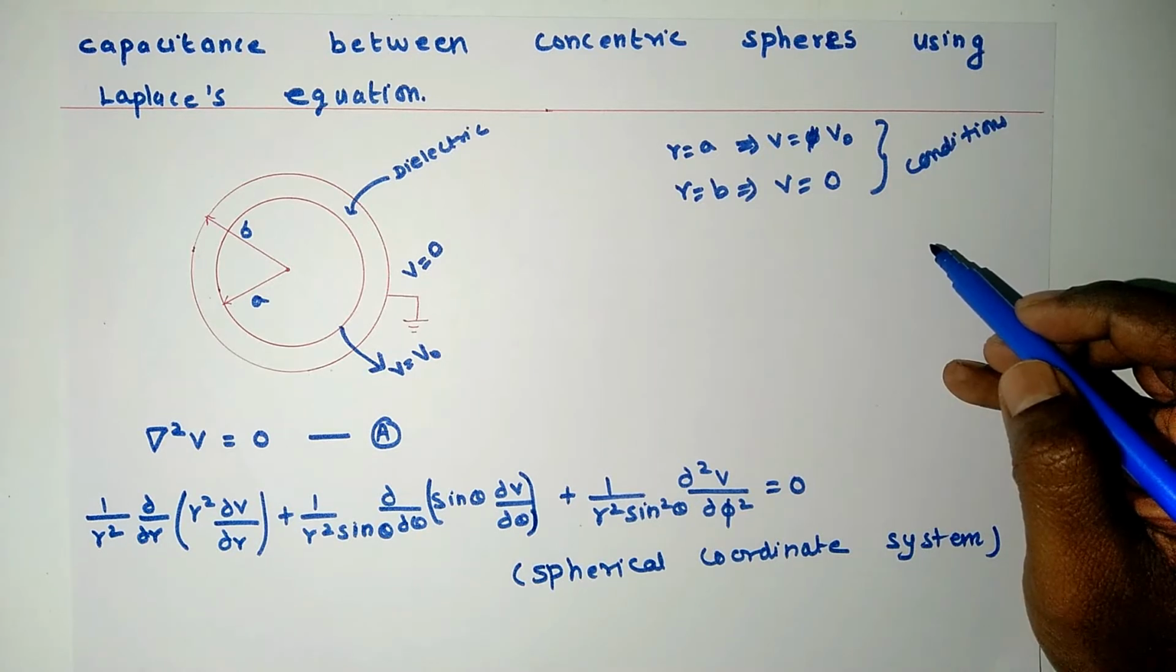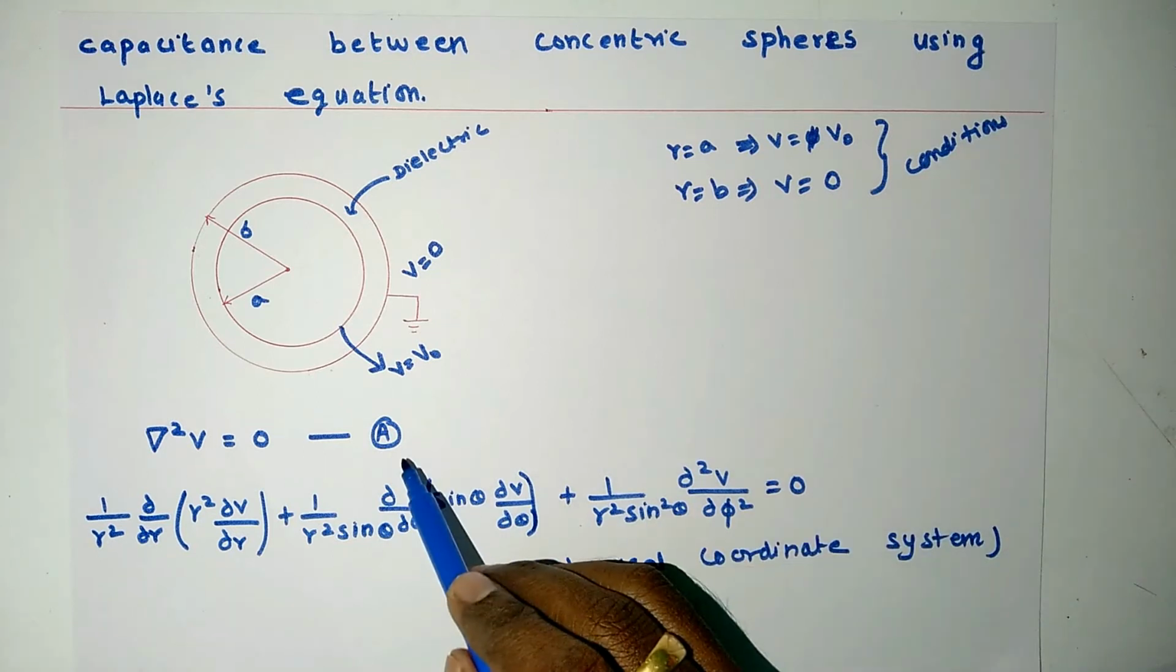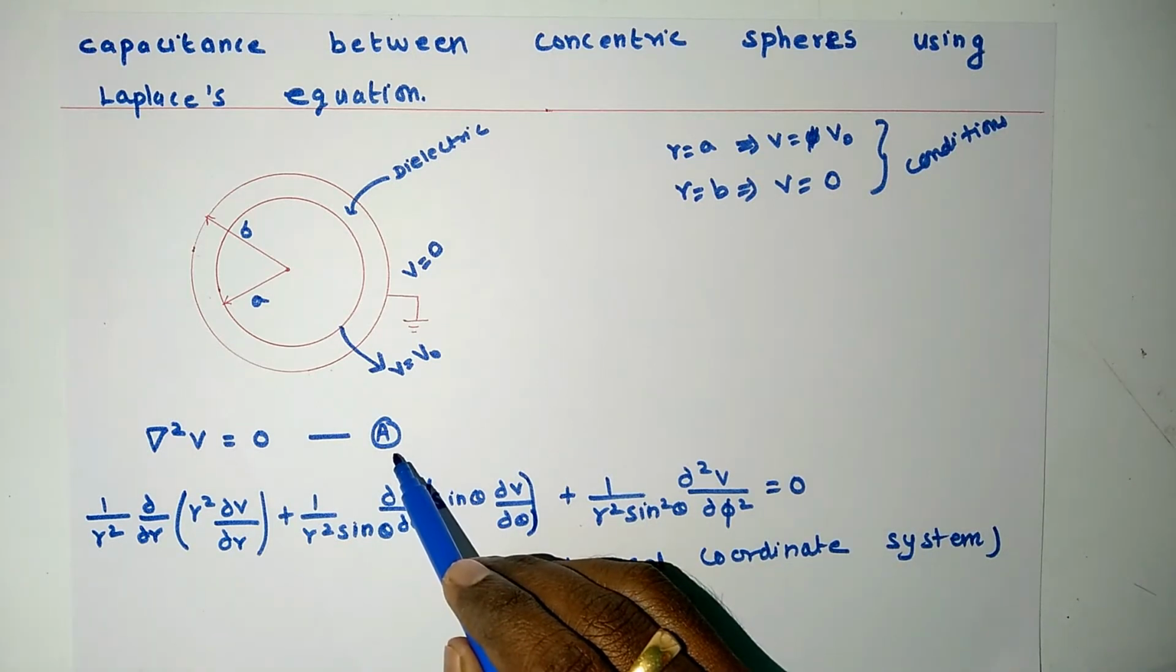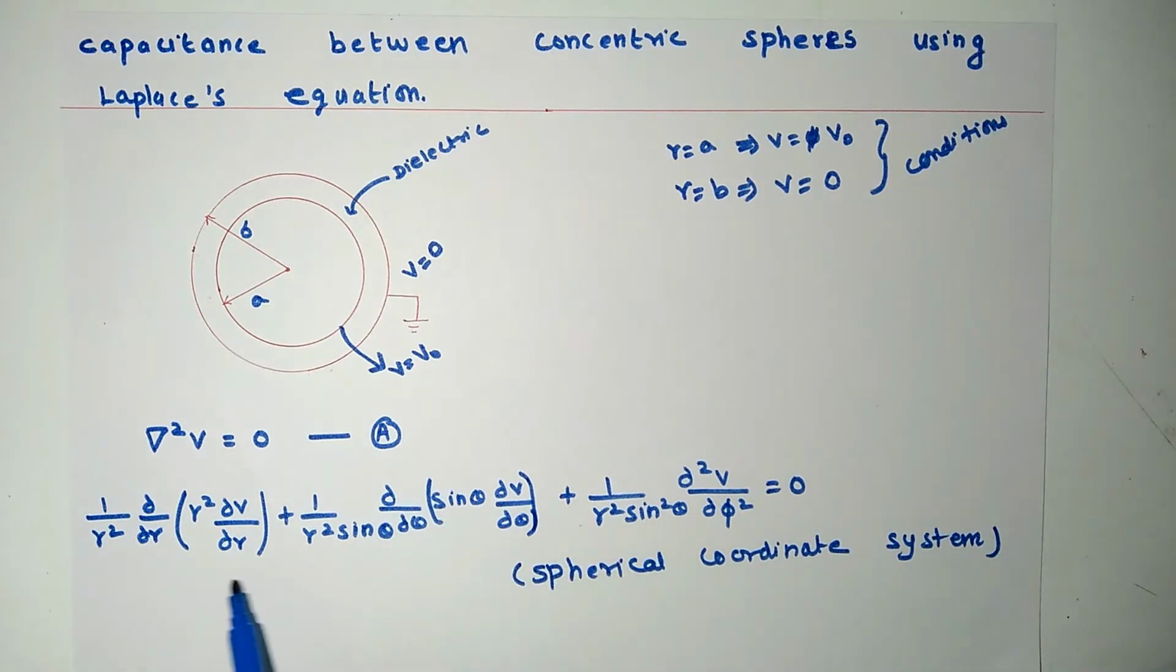Now to find out the capacitance, we have to use Laplace equation. So equation A shown here is the Laplace equation, and this is the expansion of del square V in spherical coordinate system. We have decided to use spherical coordinate system because the shape of the material considered here is a sphere.